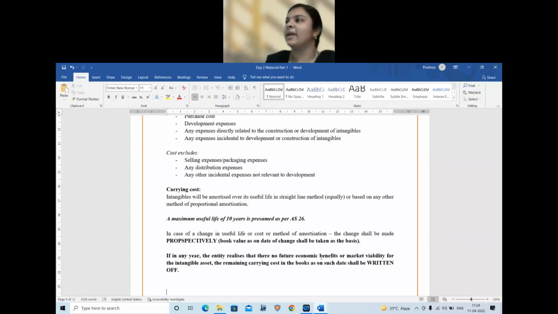However, if that basis is not available, then we have to uniformly amortize it over the useful life. And if the scenario is silent, or if practically you are not able to identify the useful life, the maximum useful life for an intangible that is presumed by the standard is 10 years maximum. Okay, so generally beyond 10 years, you will not be amortizing an intangible. Standard presumes 10 years as the maximum life of an intangible. Please make a note.